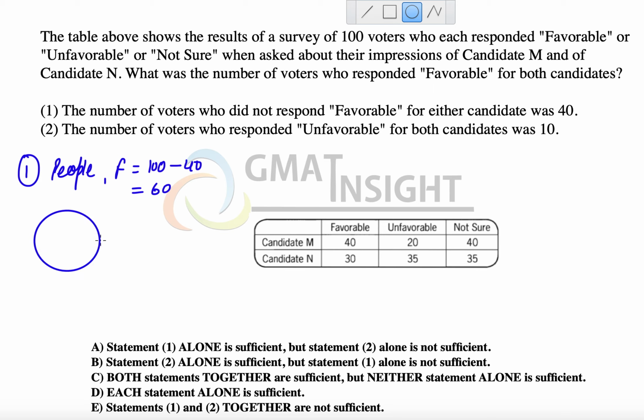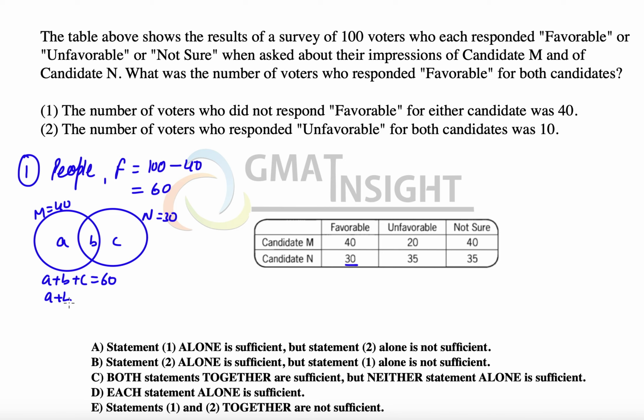So we have two circles coming up here. The first circle is favorable for M. The second circle is favorable for N. For N the number is 30. For M the number is 40. And if we mark them A, B, C, then we also know that A plus B plus C is equal to 60, that we have got from this statement.